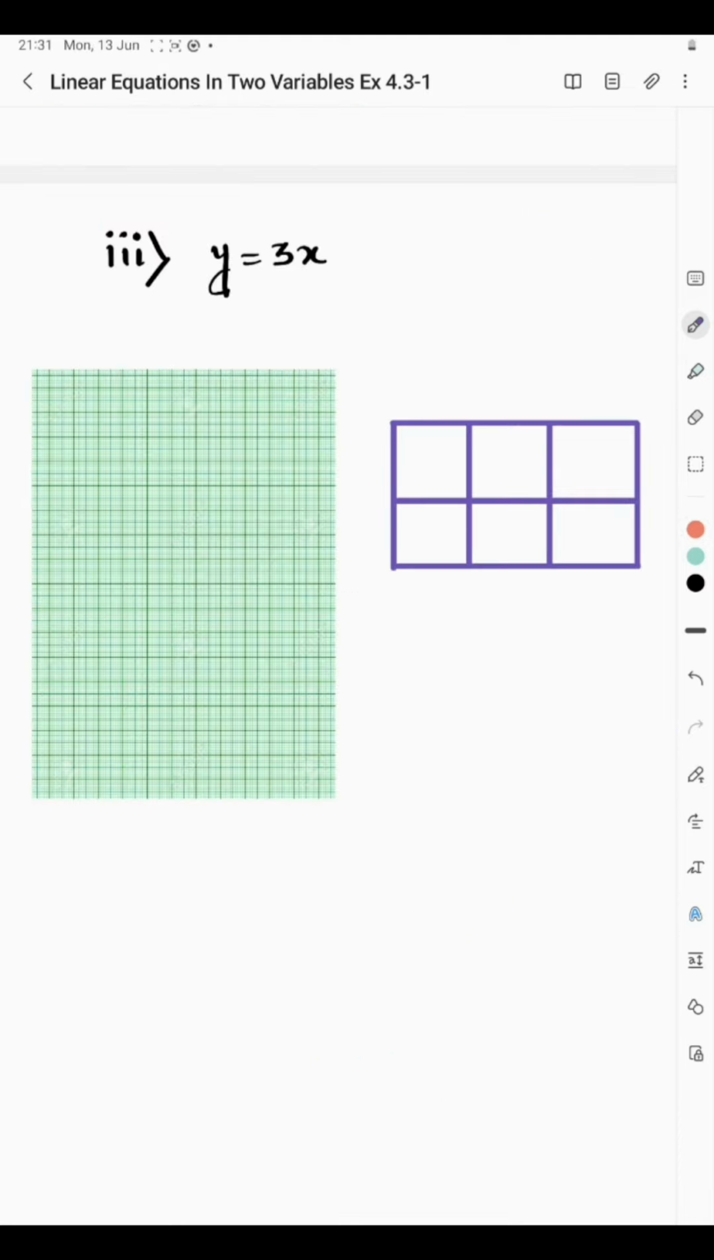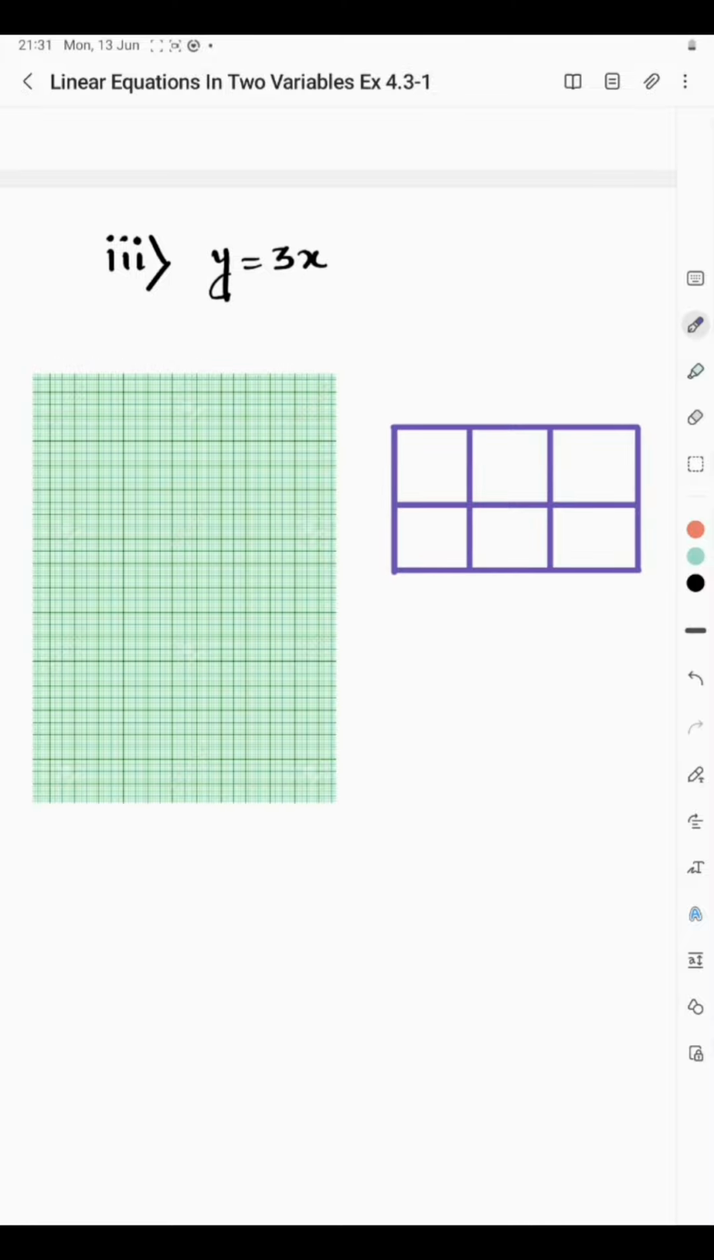Now in the third equation we have y is equal to 3x. So to draw the graph, at first we have to find the solution of this equation. Now let us consider the value of x is 0. Now if the value of x is 0, then y is equal to 3 multiplied by 0, which is 0. So if x is 0, y also will be 0.